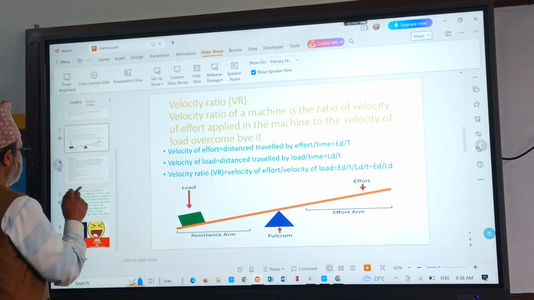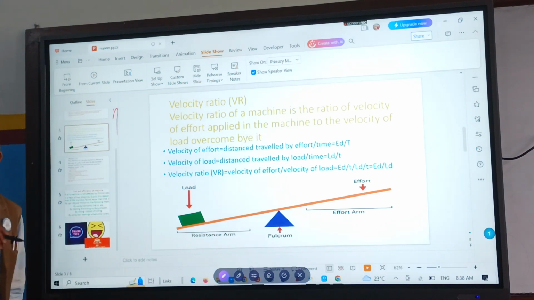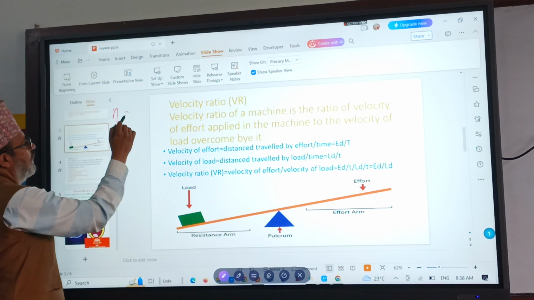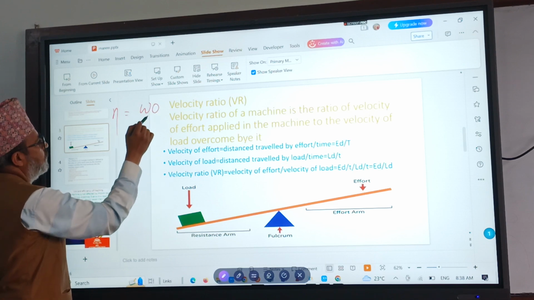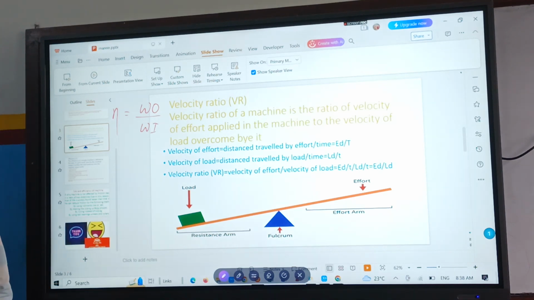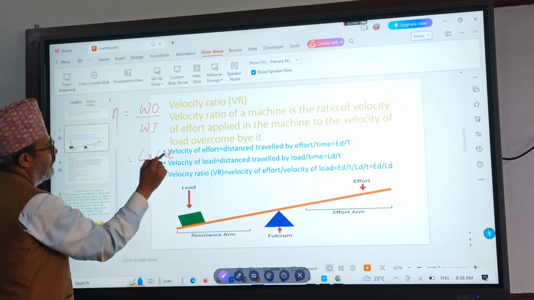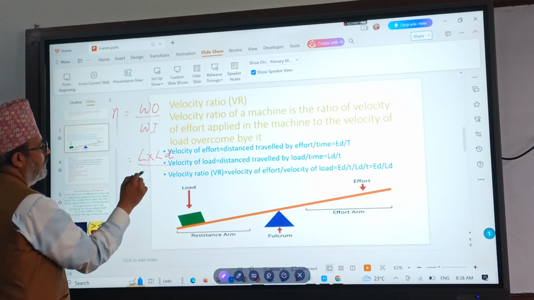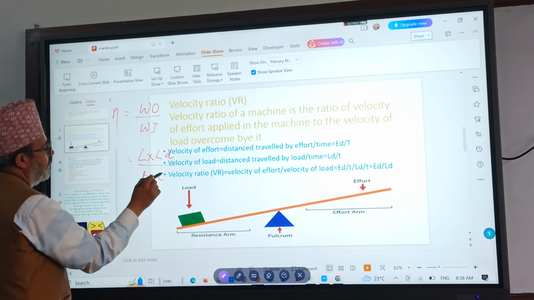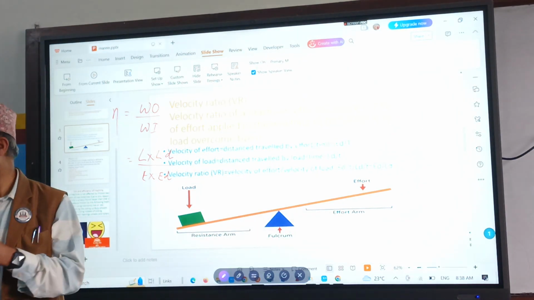MA, VR. Another formula is efficiency. Efficiency, how do we denote? Eta, Greek letter eta, equals work output by work input, or output work by input work. Output work, how to find out? Load times load distance. And input work? Effort times effort distance. Sometimes they may ask us to derive one formula.